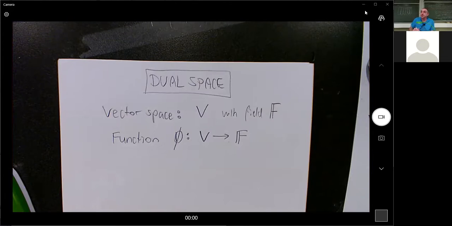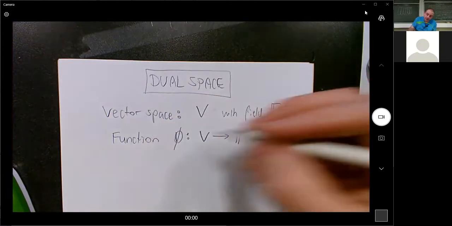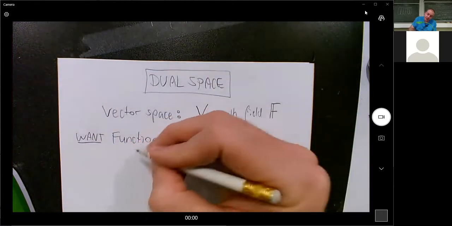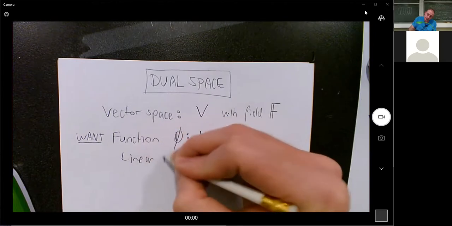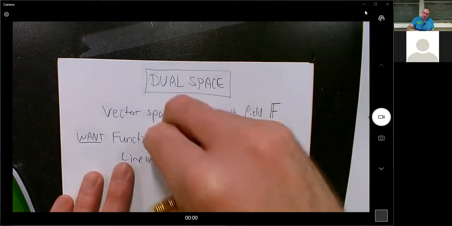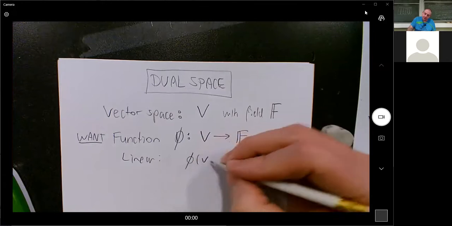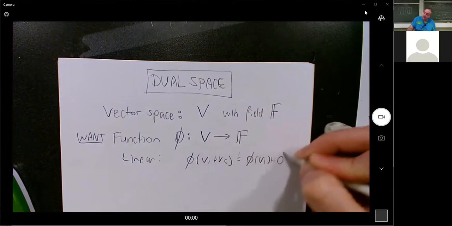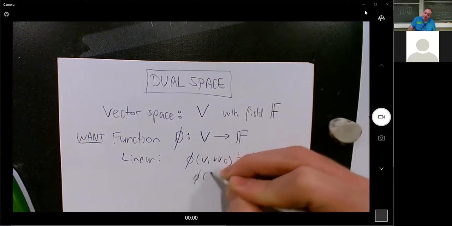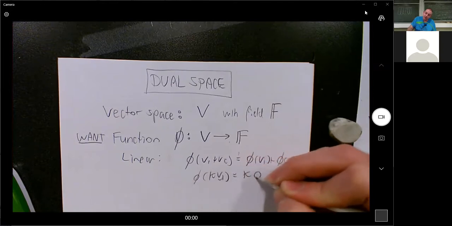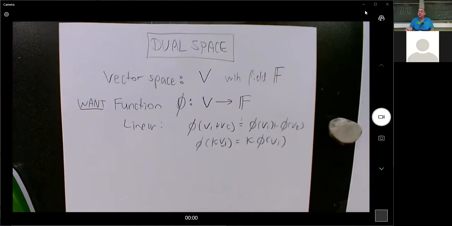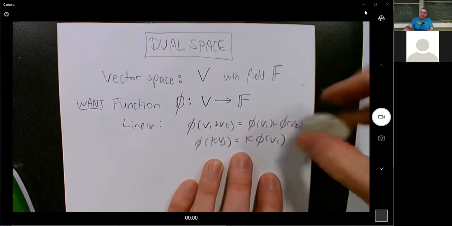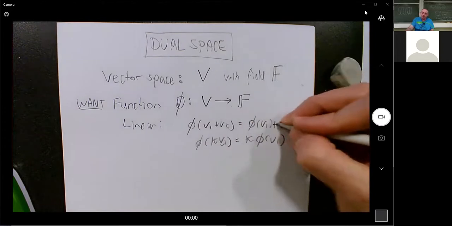But it is a function, and you want it to be linear. So we want a function, and we want it to be linear. Phi of vector 1 plus vector 2 is supposed to be the same as phi of vector 1 plus phi of vector 2. And phi of k times vector 1 is supposed to be k times phi of vector 1. So if you do addition first, it's the same as doing addition after. If you do scalar multiplication first, it's the same as doing scalar multiplication after.